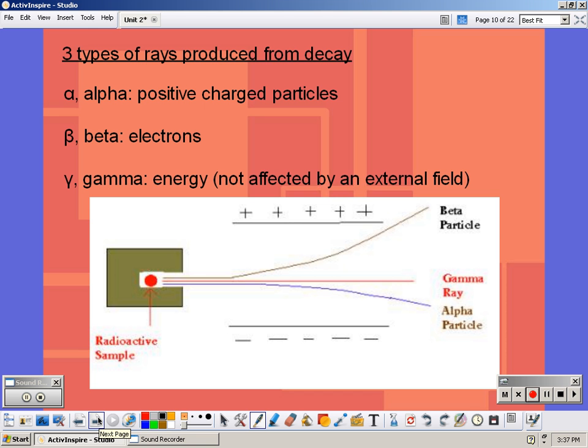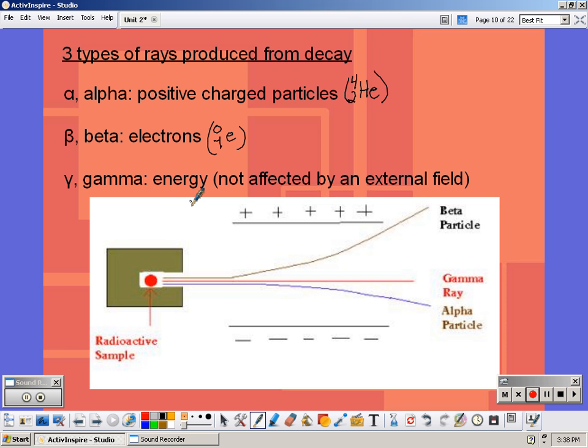Alpha is a positively charged particle. When the nucleus decays, one of the products it can give off is a helium atom, which is what the alpha particle is. The beta is just an electron. And then you have gamma, which is energy. And since it's purely energy, it doesn't have a charge.